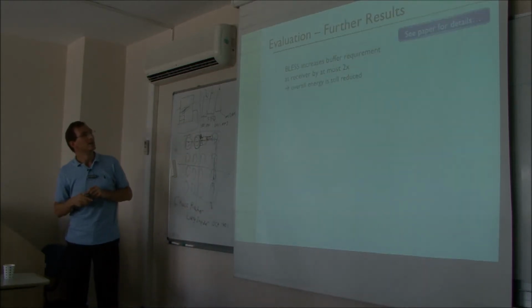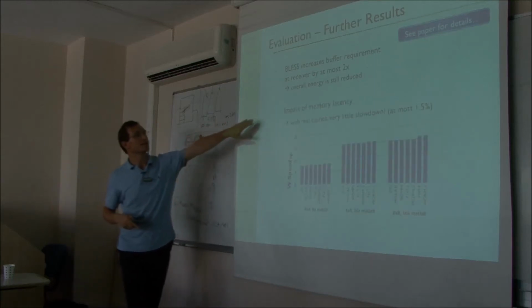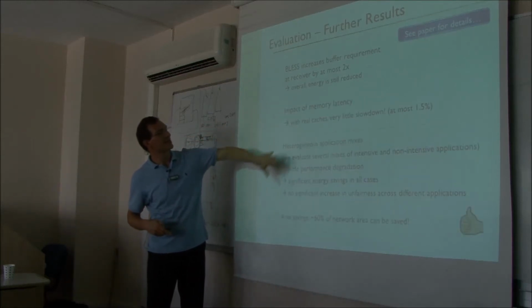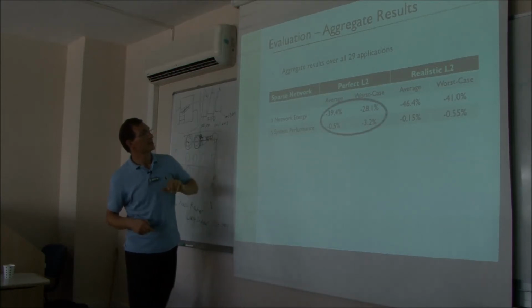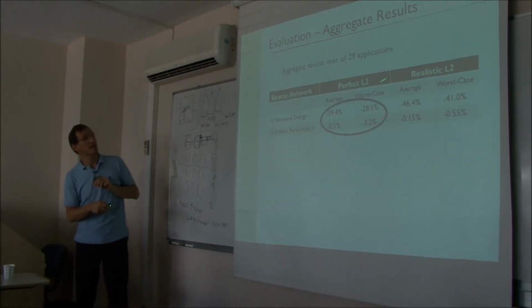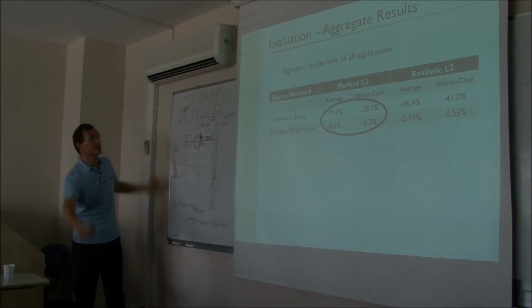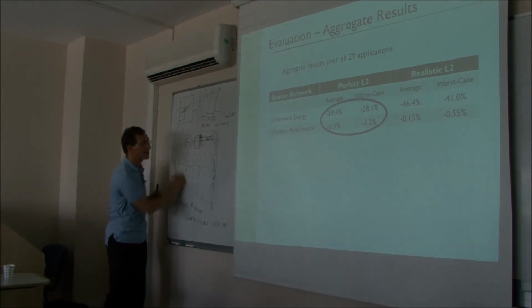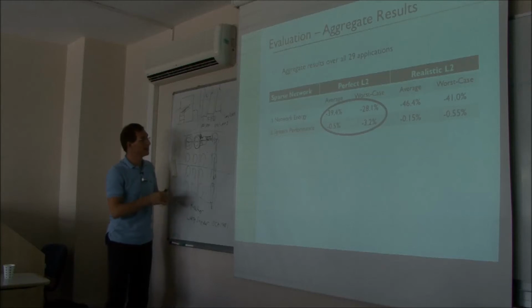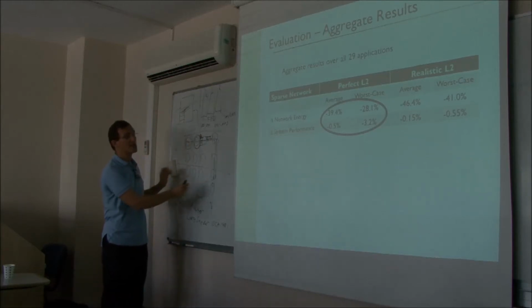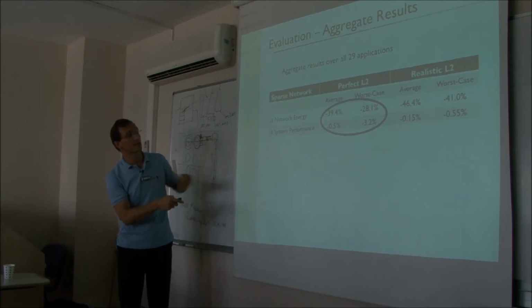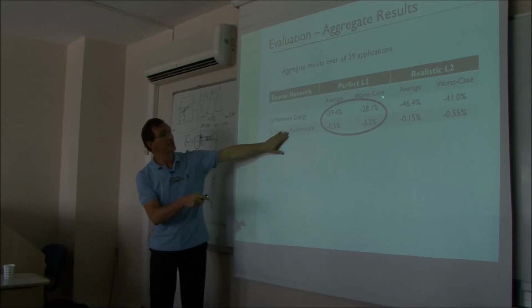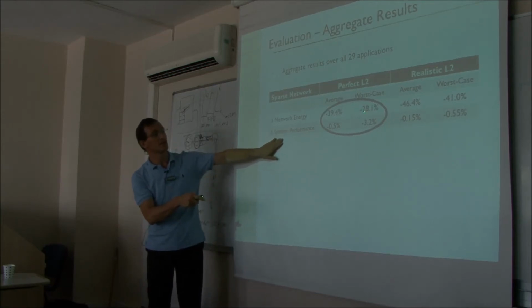So there are some further results, but I think I'll get rid of these right now and we'll take a look at this one. Basically, this was the overall average that we've seen. If you have a perfect L2 cache that's distributed such that network traffic remains local and the network is utilized as much as possible, the network energy reduction on average was about 39% and system performance degradation was 0.5%. In the worst case, we saw that network energy reduction was 28% and system performance degraded by 3%.